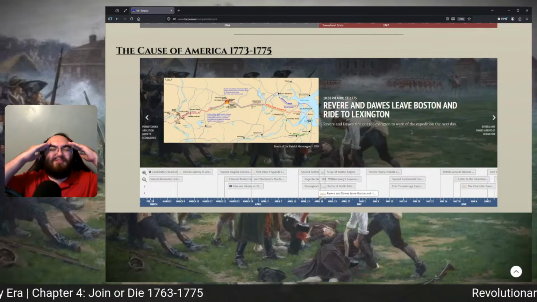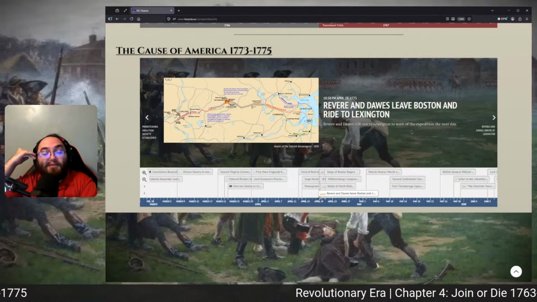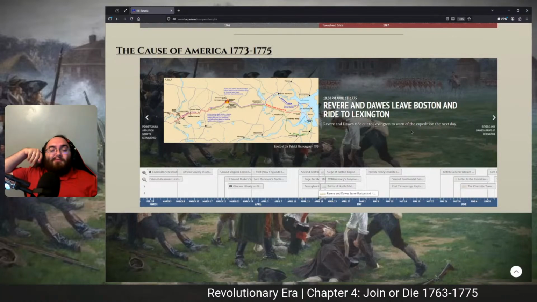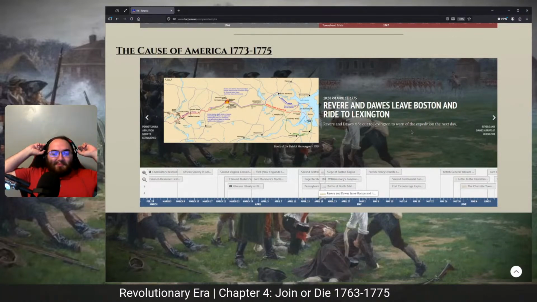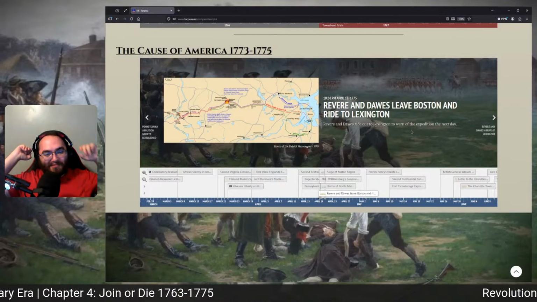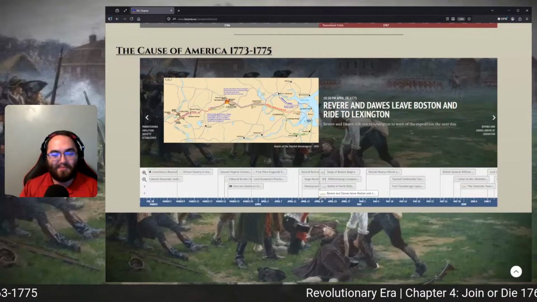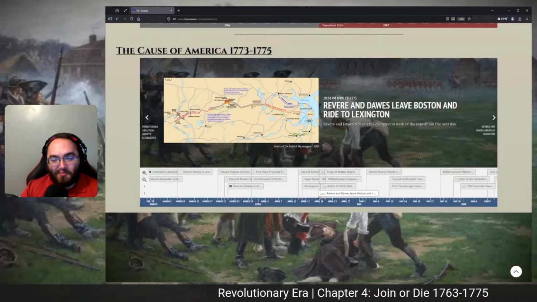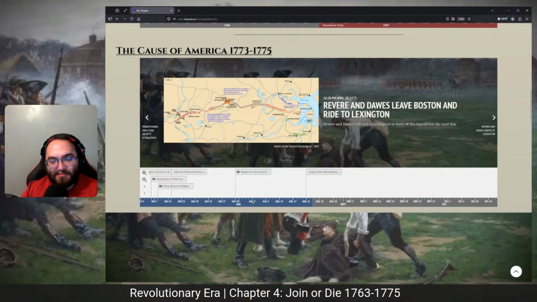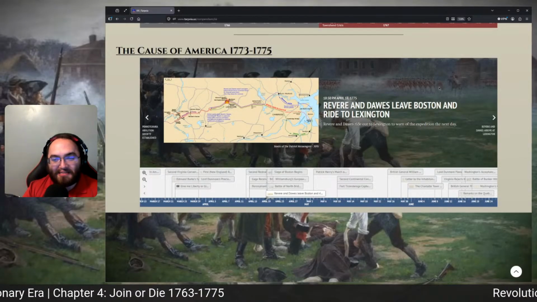Now we get to the battles of Lexington and Concord. Oh boy, we're still not done with this section, and it's been almost 3 hours and 20 minutes. We're getting close, though. We're almost over. So let's try to get through this.